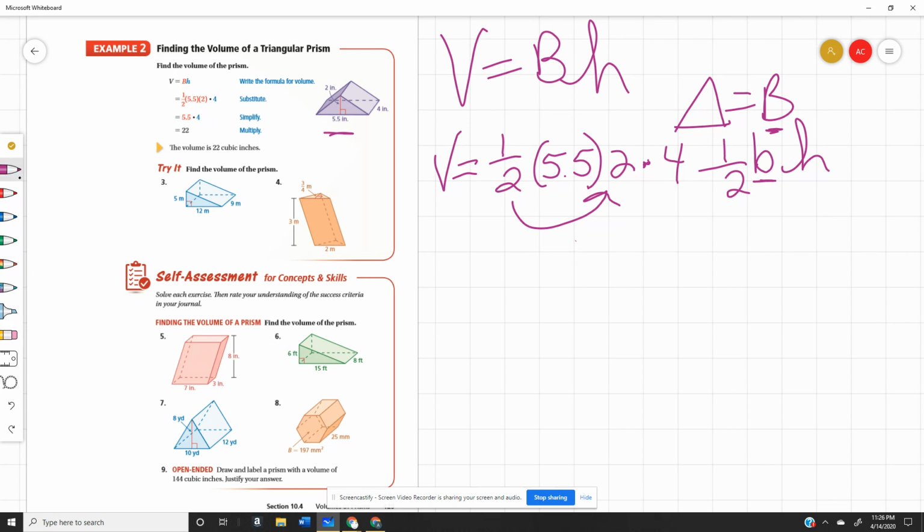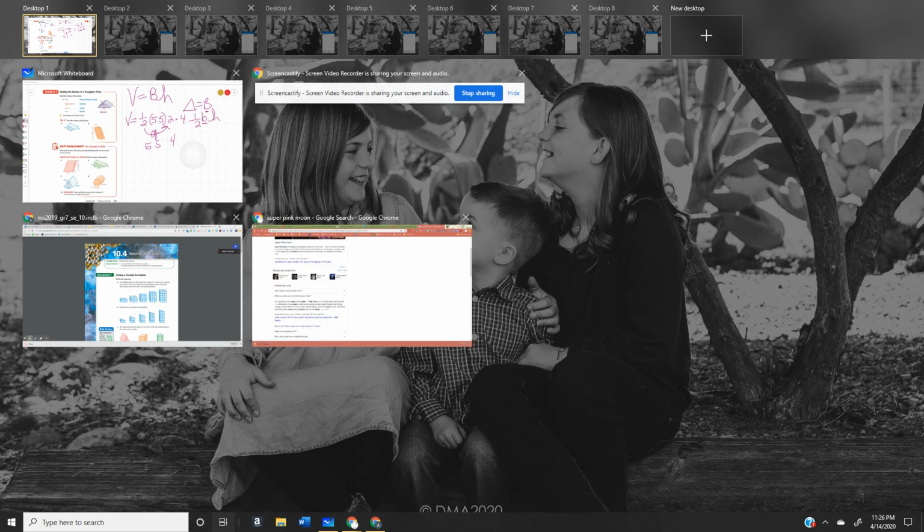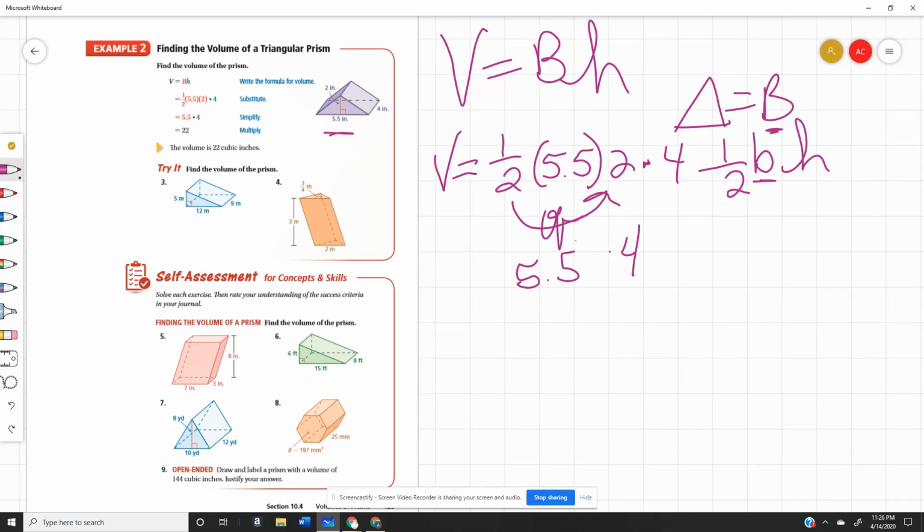Okay, remember, of means multiplication, so 1/2 of 2. So instead of 1/2 times 2, I'm thinking 1/2 of 2. And that's always how I deal with halves. I say 1/2 of some number. So we're going to have 1/2 of 2 is 1. 1 times 5.5 is 5.5 times 4. Oh my goodness. Times 4.